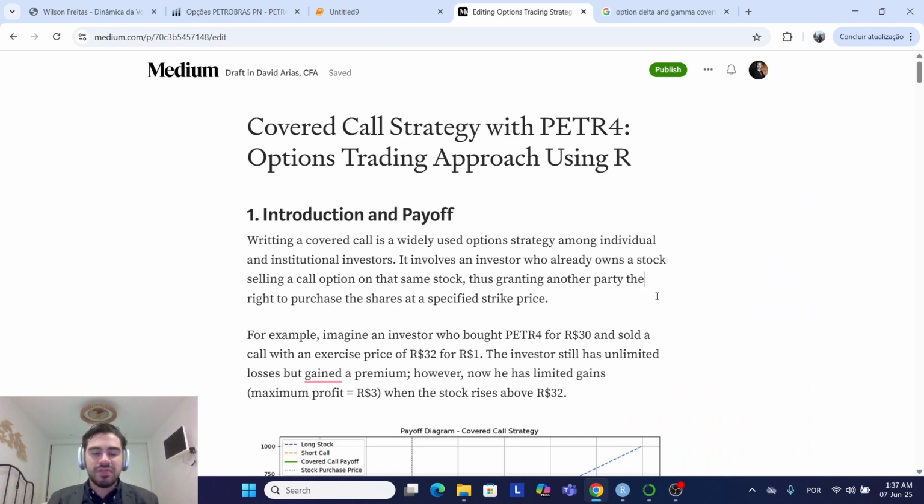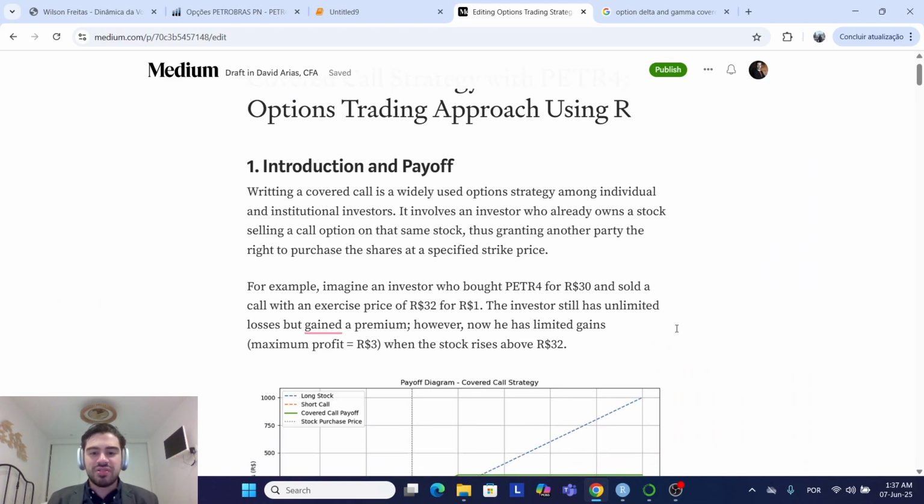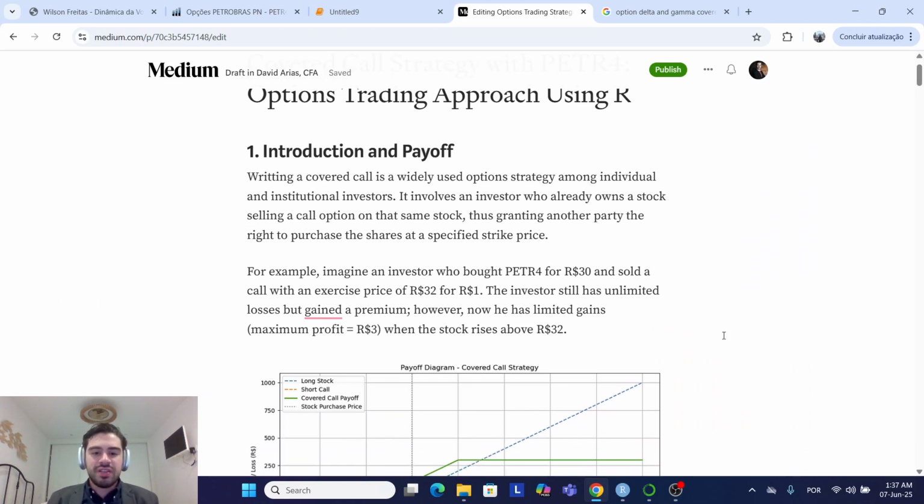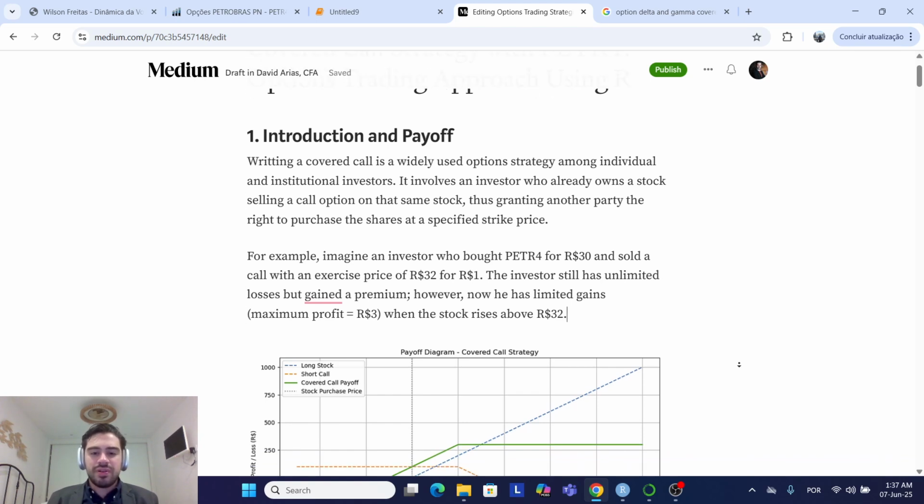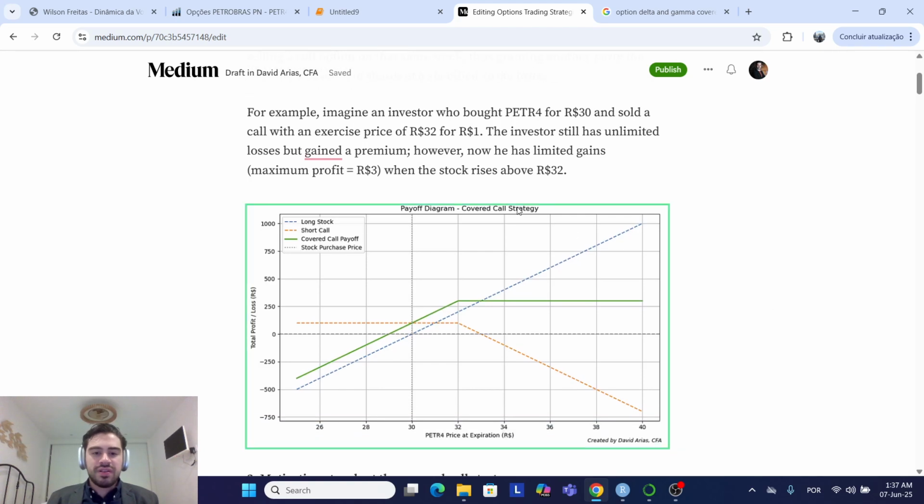Hello everyone, in today's video I'm gonna show you how to implement a covered call strategy. So what is this? Well, you basically buy a stock and sell a call. It seems quite simple, however there are many things to be considered first. Firstly, I've drawn this payoff diagram. Since I'm selling a call, I have limited gains.